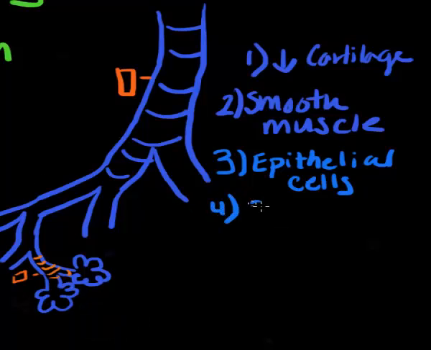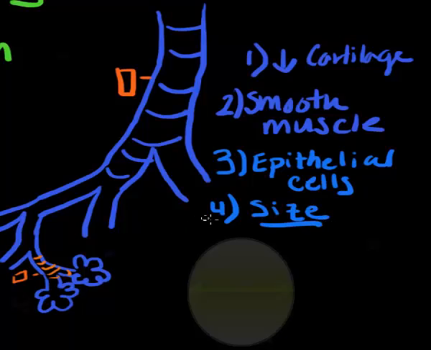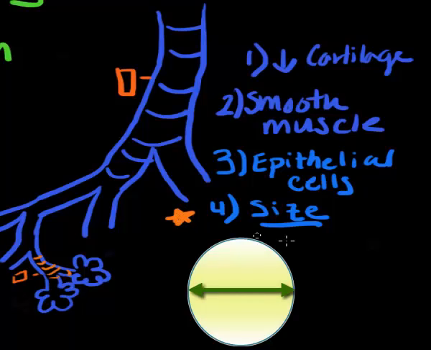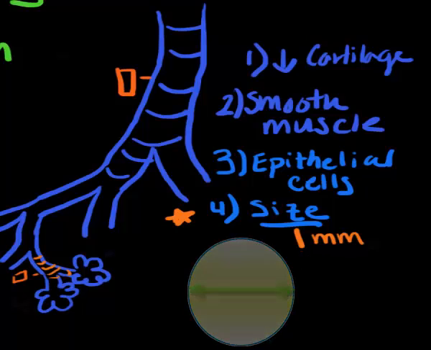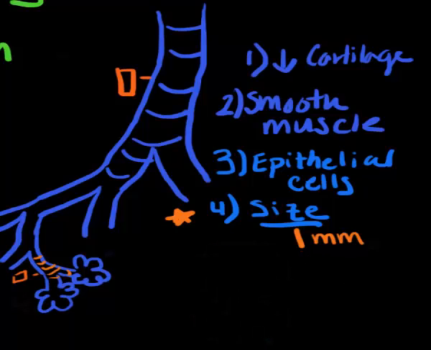Probably most important is the size. In the bronchioles, the diameter of the airway is very small. About 1 millimeter is the average diameter of the bronchioles. Now, you need a little bit of perspective in terms of what a millimeter is and the idea that all our air has to pass through these tiny little bronchioles.